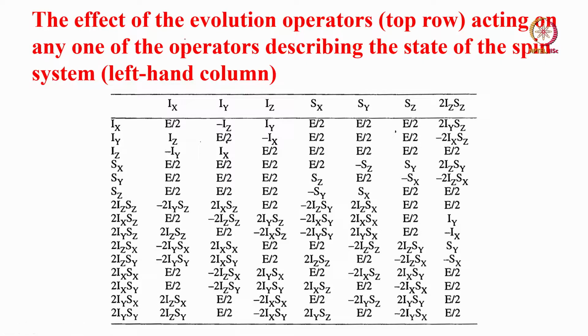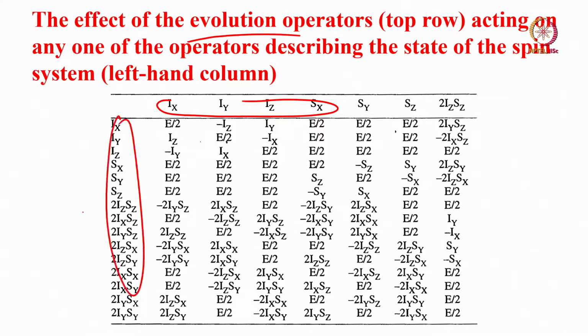So, what it says: the evolution operator is given in the top row, and the state of the spin system is given by what is in the column. For example, if I apply an Ix pulse on Iy, it goes to Iz. Apply an Ix pulse on Iz, it will go to minus Iy. For example, if I take an Iy pulse and apply it on Sy, another spin, it has no effect.